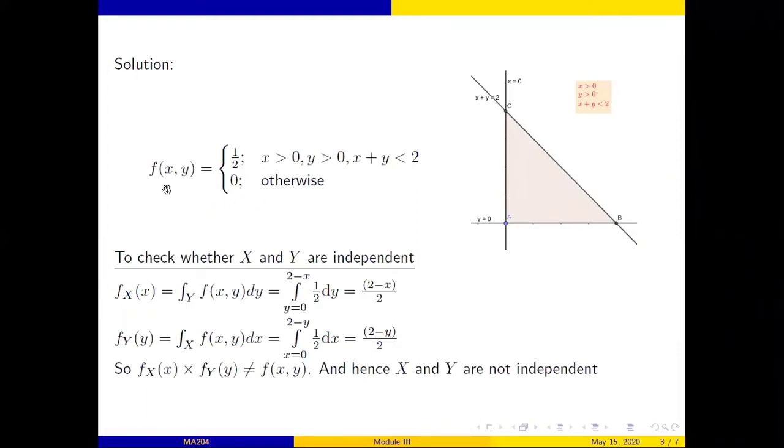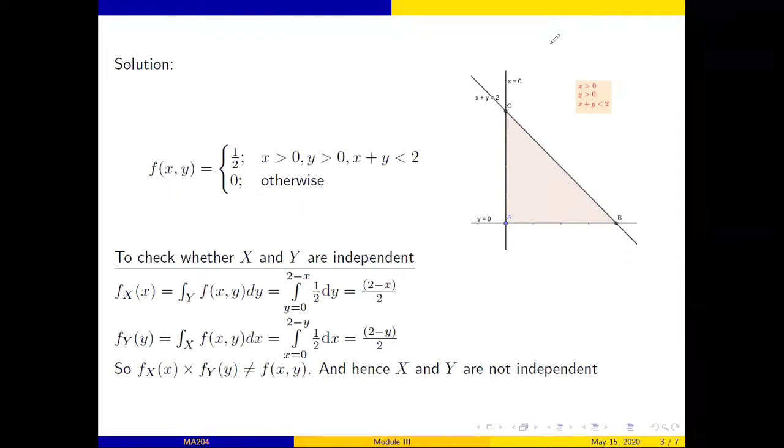This is a PDF, a joint PDF, given as f of x, y equal to 1 by 2 for x greater than 0, y greater than 0, x plus y less than 2, and 0 otherwise. The first question is to check whether x and y are independent. So for that, we are going to first find the marginal density functions of x and y.